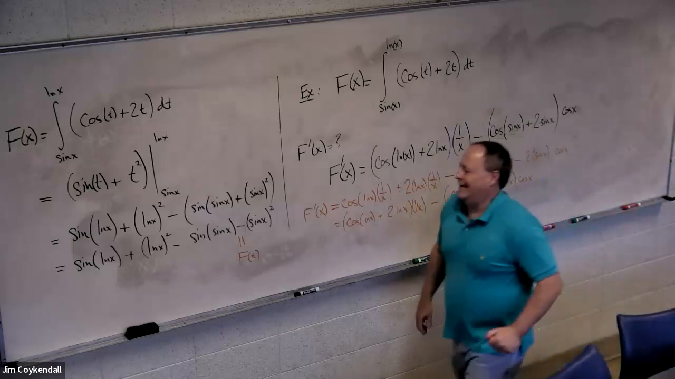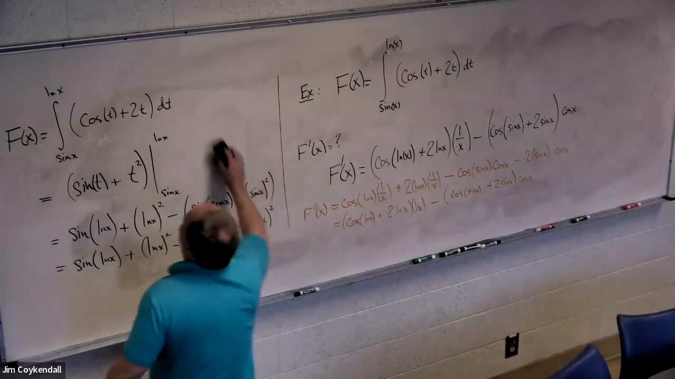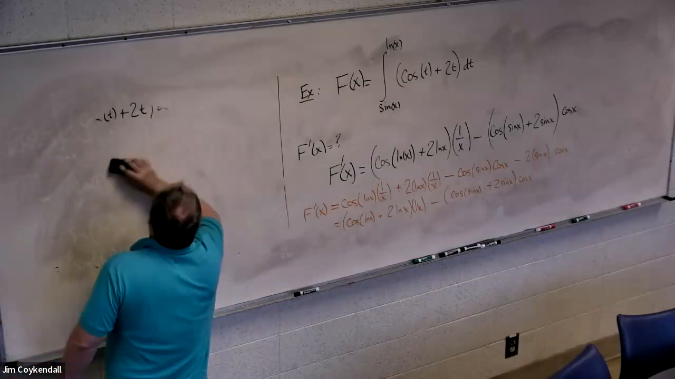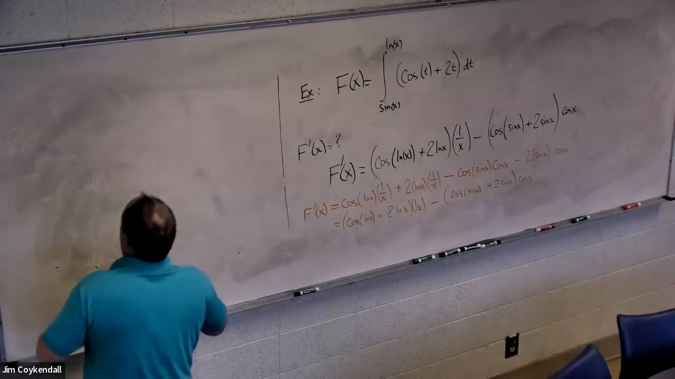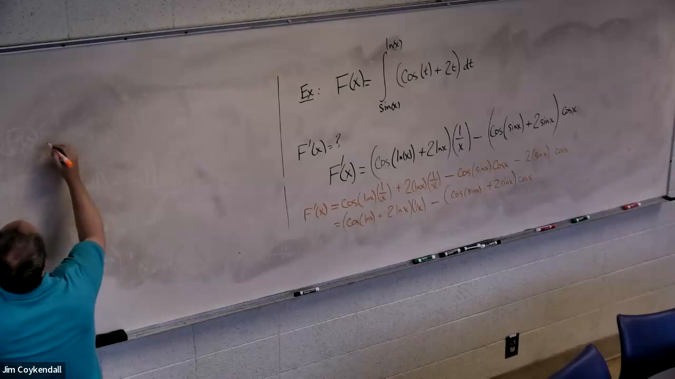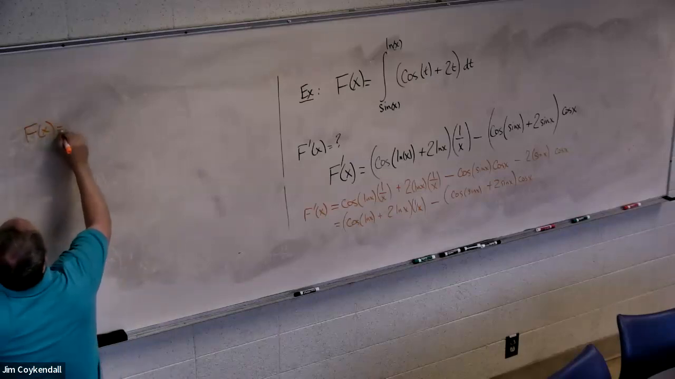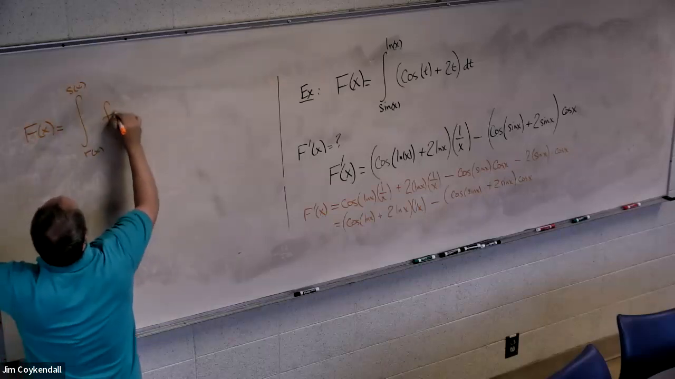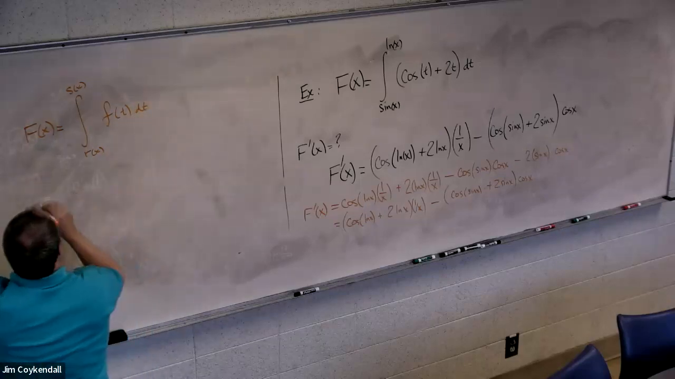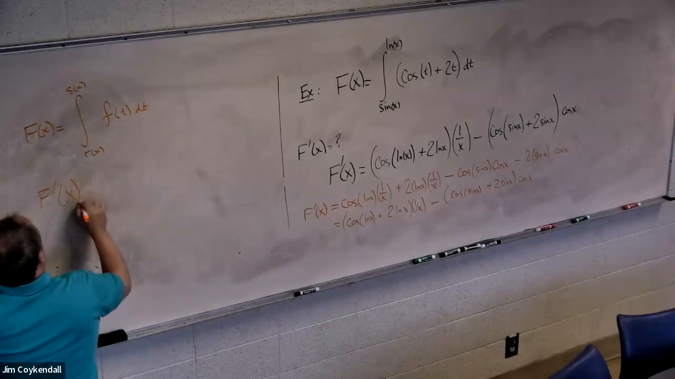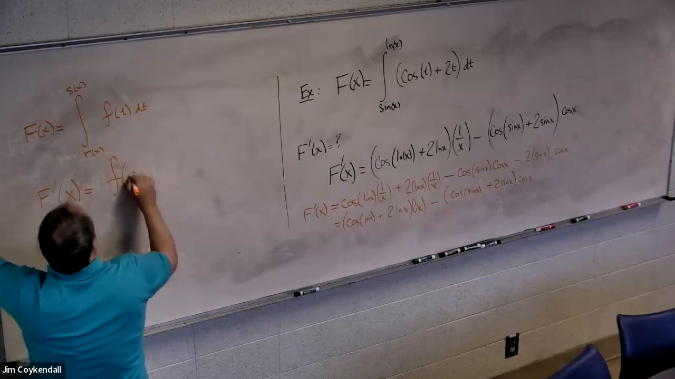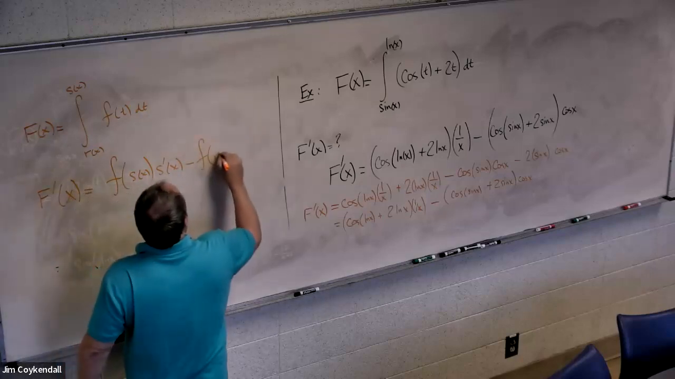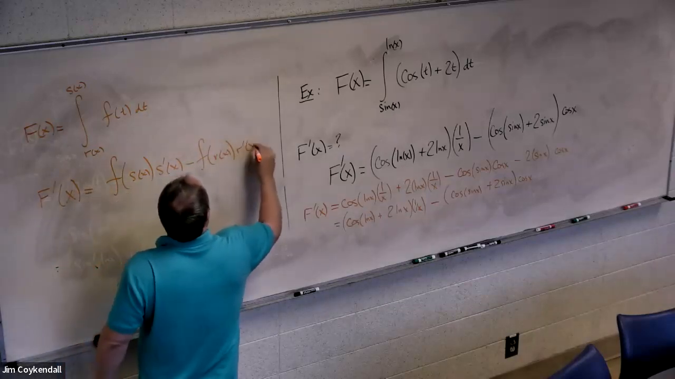That's right. So I gave you this fancy formula right here. Let me make a couple of points here. F of x is the integral from R of x to S of x of f of t dt. Then this is my general Fundamental Theorem of Calculus. This is f of S of x times S prime of x, minus f of R of x times R prime of x.